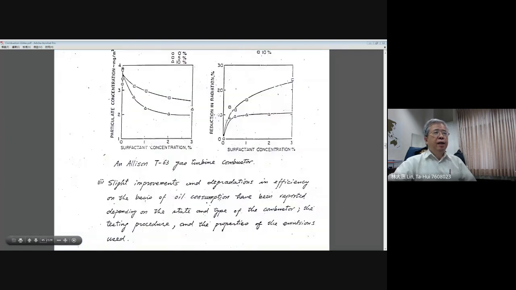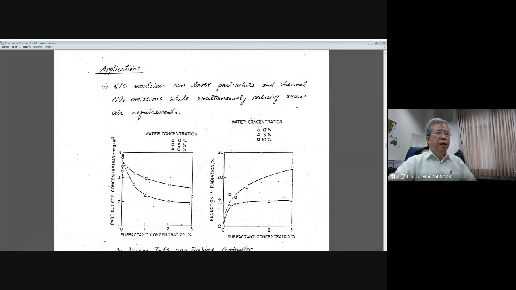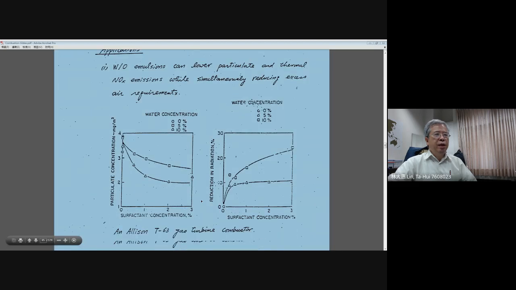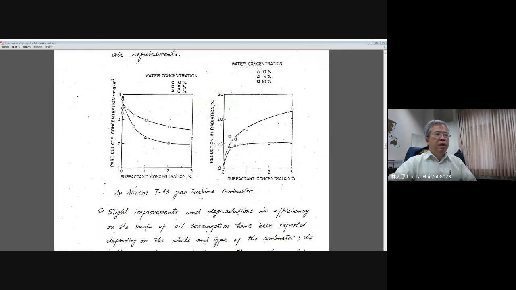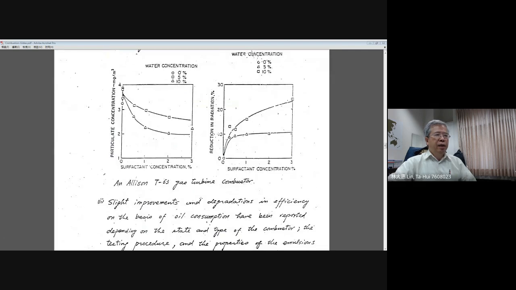Here this result from the literature tells you that water-oil emulsions can lower particulates and thermal NOx while simultaneously reducing the excess air requirement. Actually, this sentence was confirmed by our experimental observation and measurement, as I described in the previous slides. And now I want to tell you about another experiment, but they use an engine. They use a gas turbine combustor, an Edison T60.